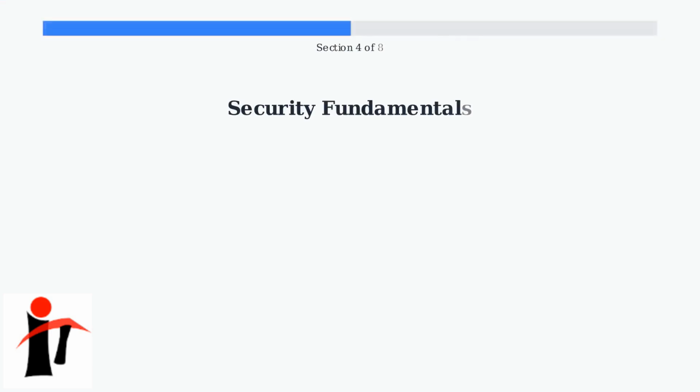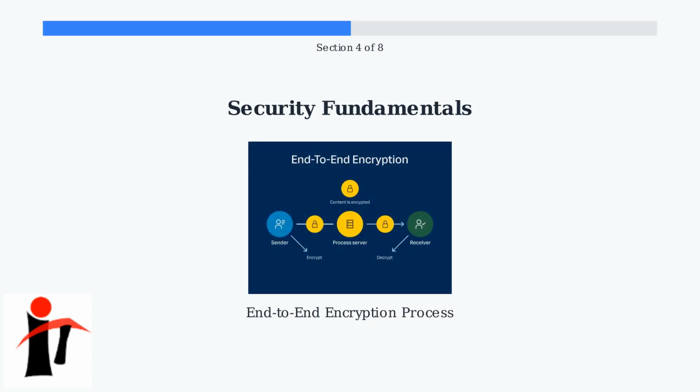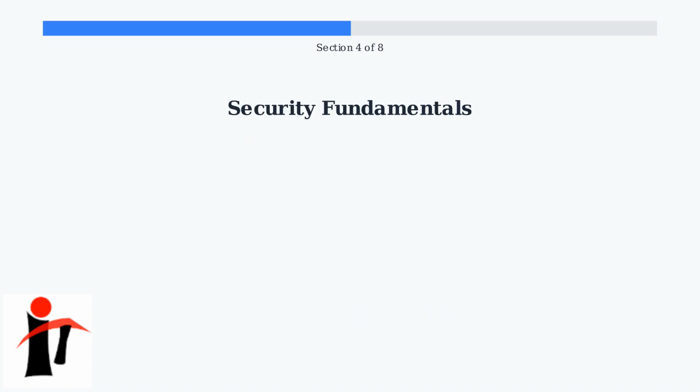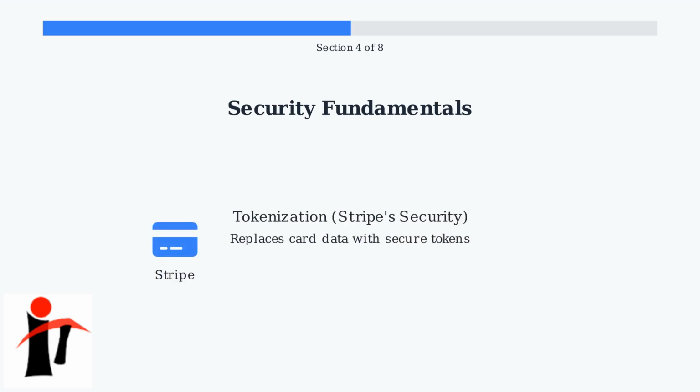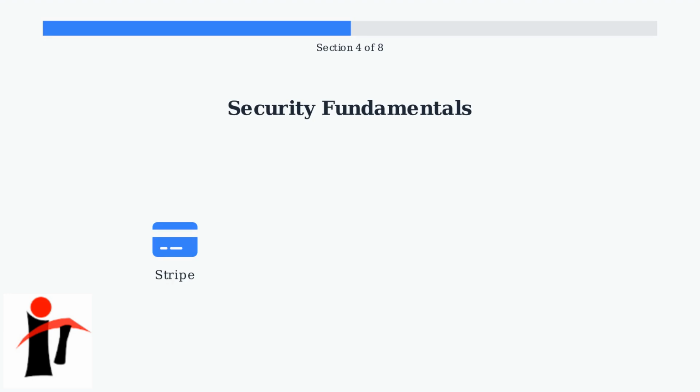Security is paramount in payment processing. The Stripe and Payments.ai integration for ClickFunnels employs multiple layers of protection to safeguard transactions. End-to-end encryption ensures that payment data remains secure throughout the entire transaction process, from the customer to the payment processor. Tokenization replaces sensitive payment information with unique tokens, preventing actual card details from being stored or transmitted. Stripe handles this process seamlessly.